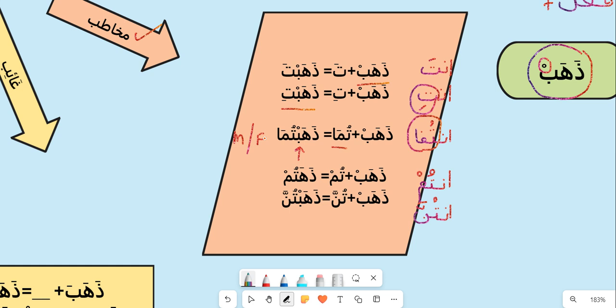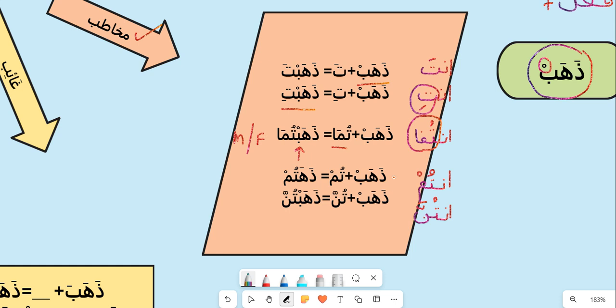So if there are two females, you will use dhahabtuma. If there are two males, you will use dhahabtuma. If there is two people, one male and one female, even then you will use dhahabtuma. This is for the mukhatib.